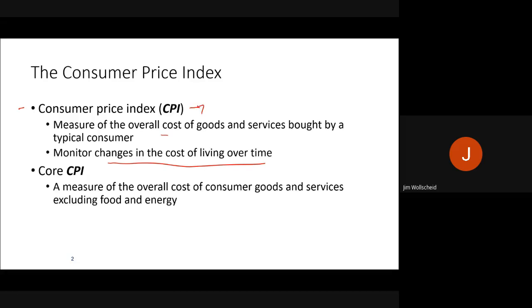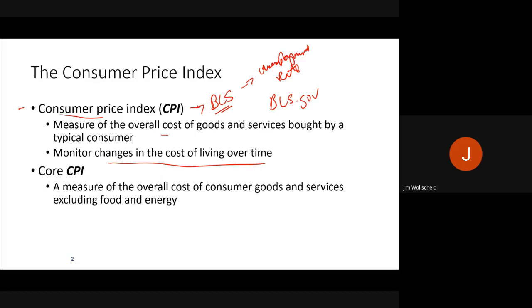The CPI is measured by the BLS, the Bureau of Labor Statistics. They have two important measures in the US economy. They measure the CPI, and they also measure the unemployment rate, which we'll get to later. So the BLS does two things: it measures the Consumer Price Index and it measures the unemployment rate. If you ever want to find this information, you would go to bls.gov and all that information is there.